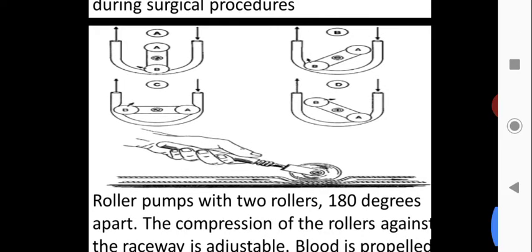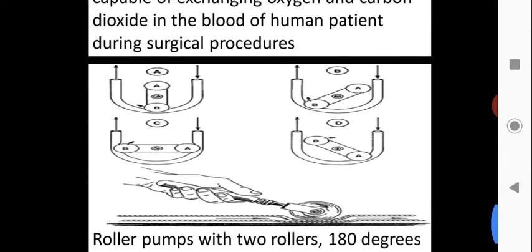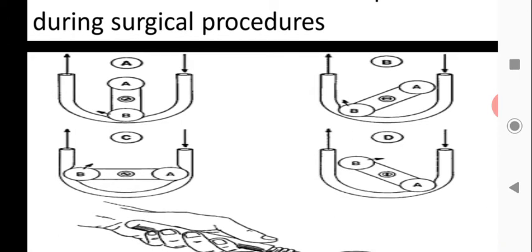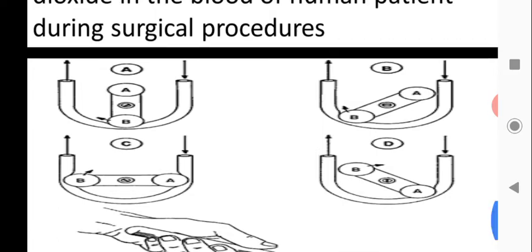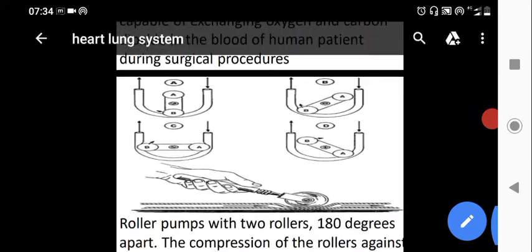Roller pump with two rollers 180 degrees apart. The compression of the roller against the raceway is adjustable. Blood is propelled in the direction of rotation. See here the arrow, just see the arrow in figure A. So the blood will come towards this one, and you can see the direction in B, in C, and in D. So the blood will come here and it will flow. So this is what the roller pump will do.